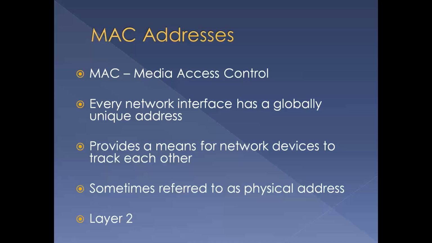In the meantime, we have these globally unique physical addresses. Every device has a globally unique ID. This is the MAC address. It provides a means for network devices to track each other. It's sometimes referred to as a physical address, and it is layer 2. There it is. Let's go to our Kali system.